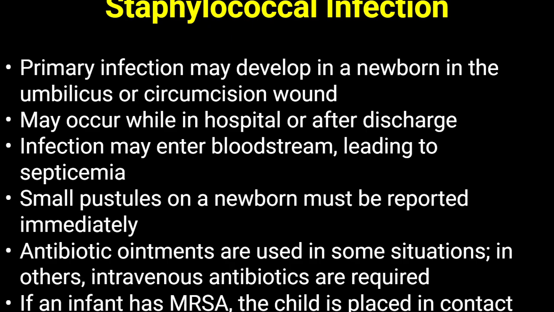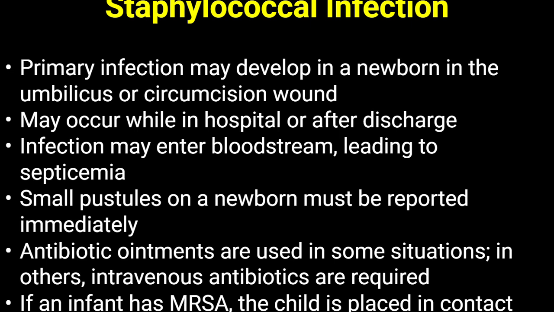Newborns do not localize infections well, so a few small pustules may actually be the first sign of a more serious illness. Assessment findings may include redness around the affected area, pustules or blisters, drainage, warmth and swelling, fever or temperature instability, poor feeding, or lethargy if the infection becomes systemic. Treatment depends on the severity of the infection. Mild localized infections may respond to topical antibiotics, while more extensive infections or signs of systemic illness require intravenous antibiotics and close monitoring. The slide also mentions MRSA, or methicillin-resistant Staphylococcus aureus.